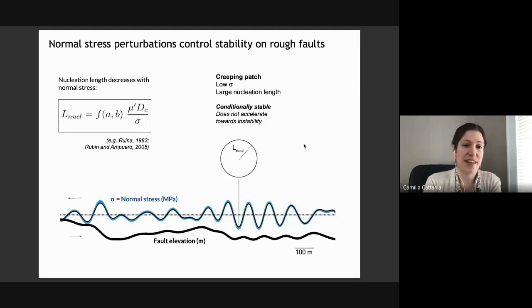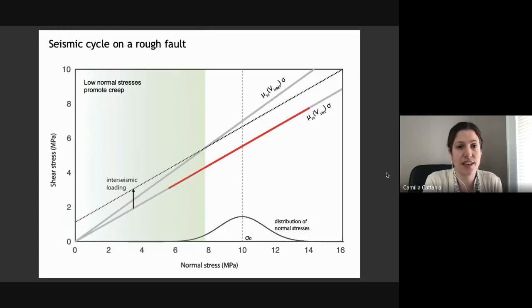Another important effect of normal stress variations is a change in the fault stability. And I think the easiest way to think about that effect is by looking at the nucleation dimension. Nucleation dimension has different forms, but they're all a function of rate and state parameters. They grow with the slip weakening distance, but what's relevant for us is that they are inversely proportional to the normal stress. So regions where the normal stress is low are the most stable areas on the fault, and the nucleation length there may exceed the size of a slipping patch itself, so that this is conditionally stable. We don't expect seismic acceleration. We don't expect seismicity. Instead, we expect creep at a constant rate and also constant shear stress. And so again, at low normal stresses, we expect stable behavior.